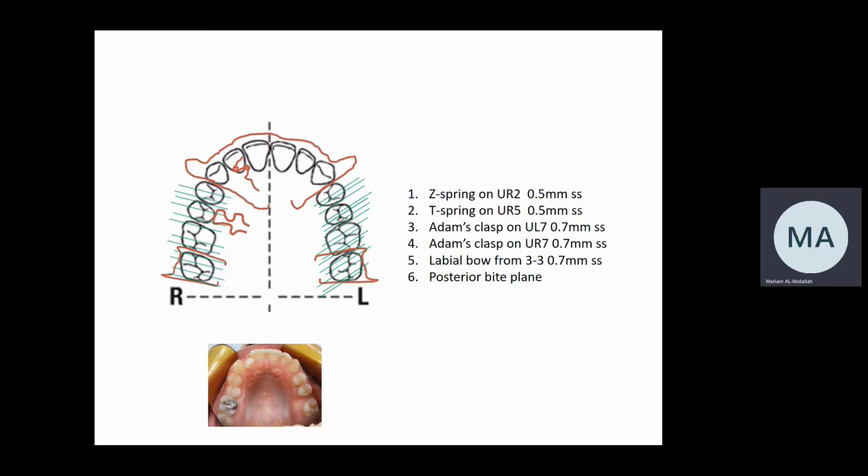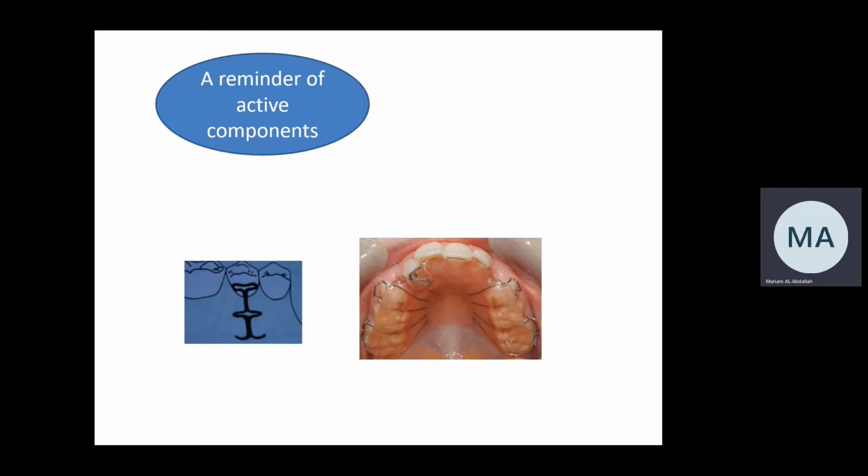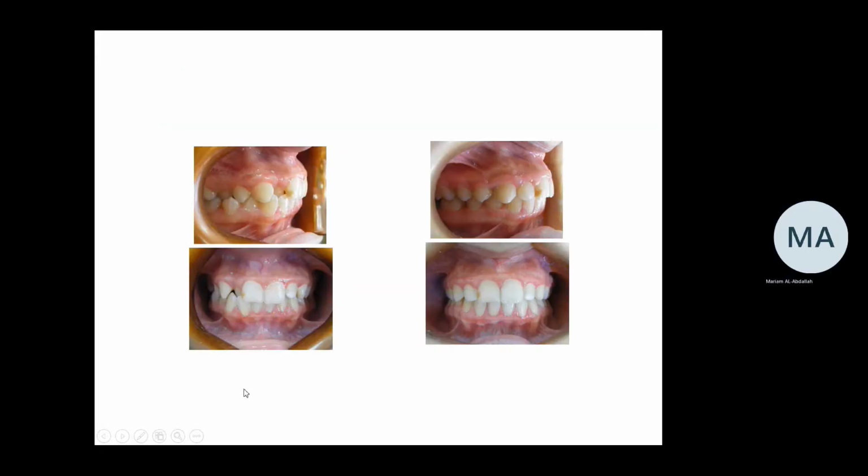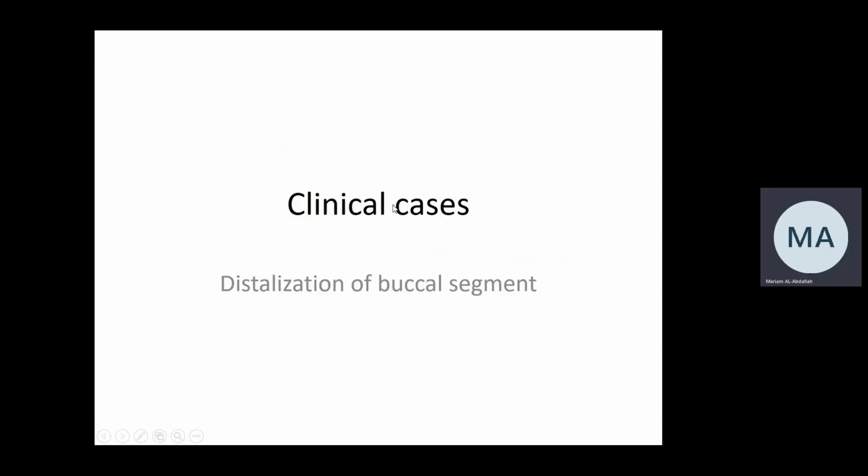Posterior bite plane is used because the movement is interfered with by the occlusion. So this is a T-spring and the Z-spring, just for you to see the design. So this is the patient before the treatment, and this is the patient after correction of the crossbite. Distalization of the buccal segment, an example of using an expansion screw to distalize the buccal segment.